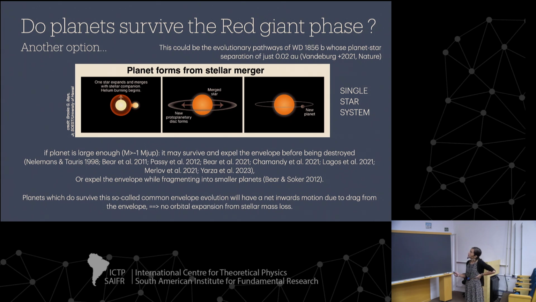WD 1856b, which is at just 0.02 AU from the star. It's a single star, so very close by. Obviously, there are a lot of interpretations, but this is one of the suggestions of survival. Sometimes it might even have been a larger body. It could have been a brown dwarf before, and then they went through a common envelope phase, and then a smaller body, such as a gas giant planet, came out of the common envelope.